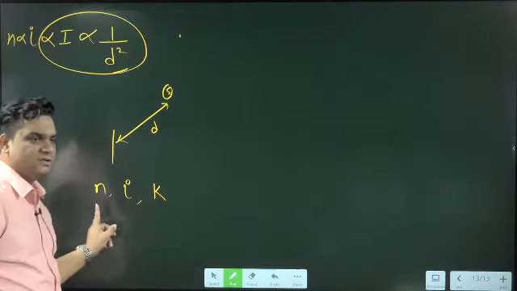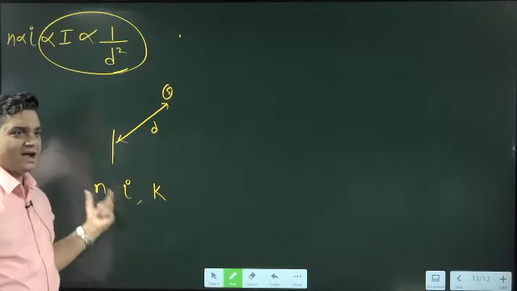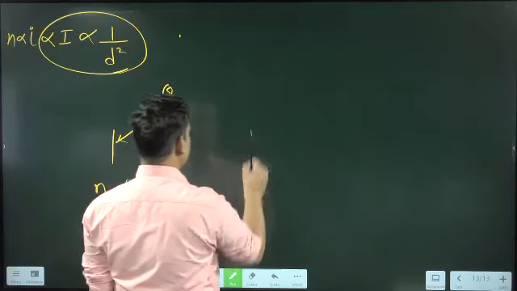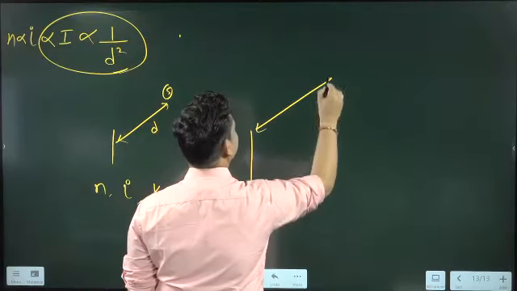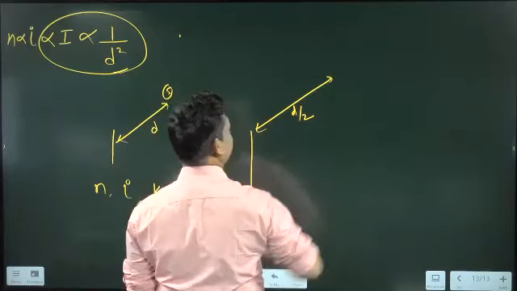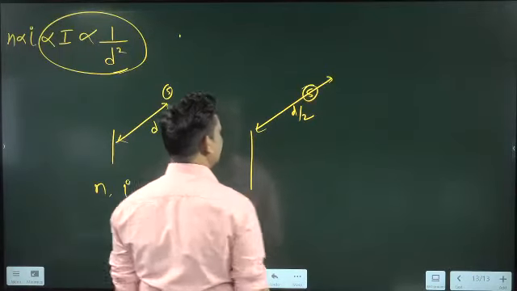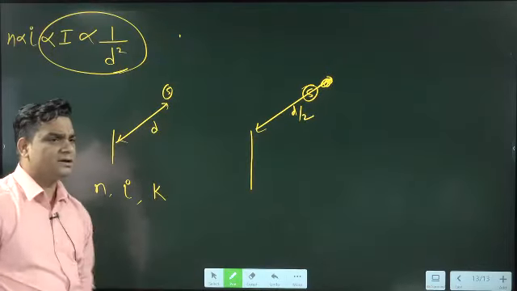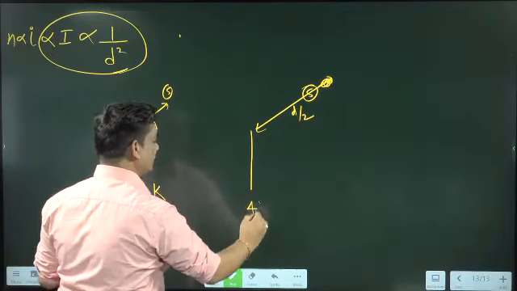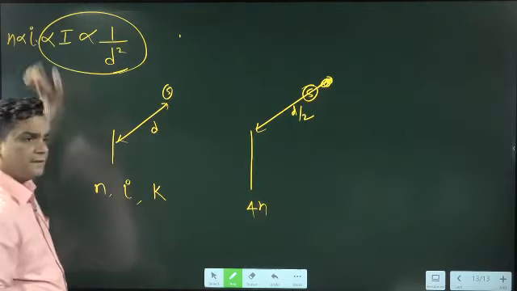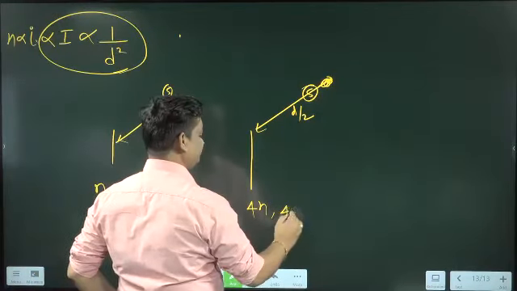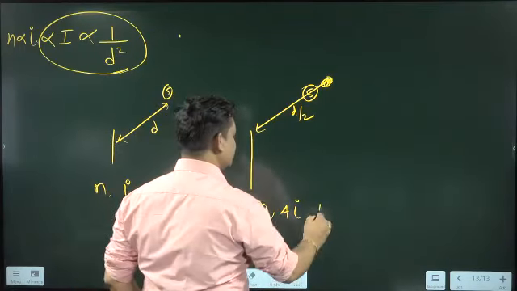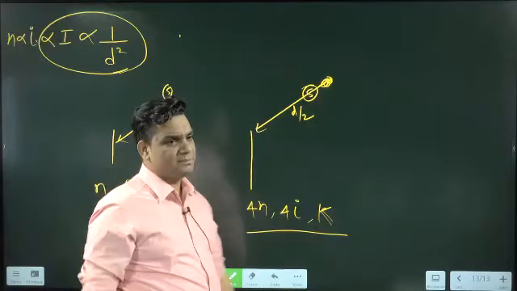Symbols have usual meanings. You should know what this is. Number of photons, current I, and this is the K. If I keep this at the distance d by 2, the same source, kept at d by 2, then what will happen? The number will be 4n. Why? Because distance is half. Your current also becomes 4i. But is there any change in the K? There is no change in the K. K will remain the same.